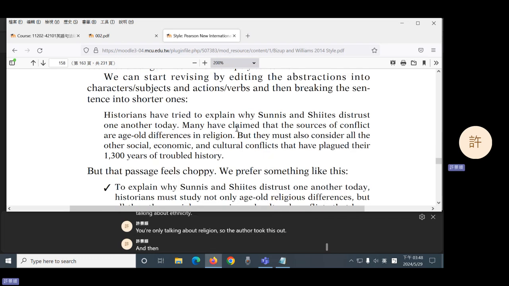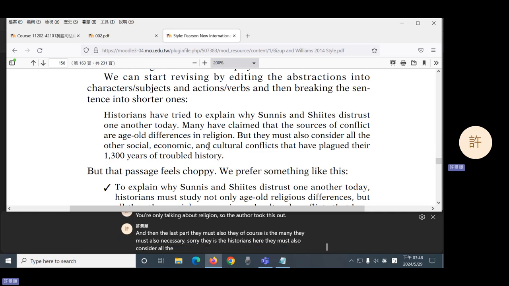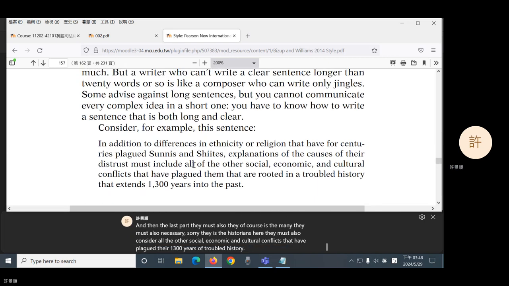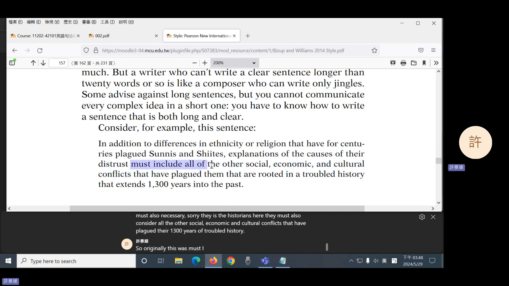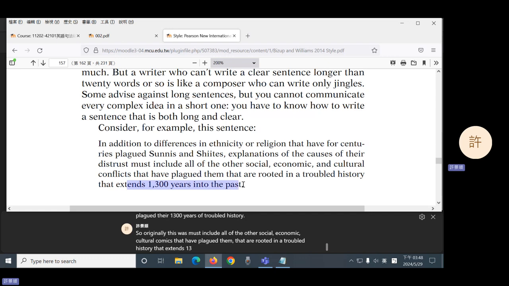And then the last part, they must also, they of course is the many. They must also, no, sorry. They is the historians here. They must also consider all the other social, economic, and cultural conflicts that have plagued their 1300 years of troubled history. So originally this was, must include all of the other social, economic, and cultural conflicts that have plagued them that are rooted in a troubled history that extends 1300 years into the past.